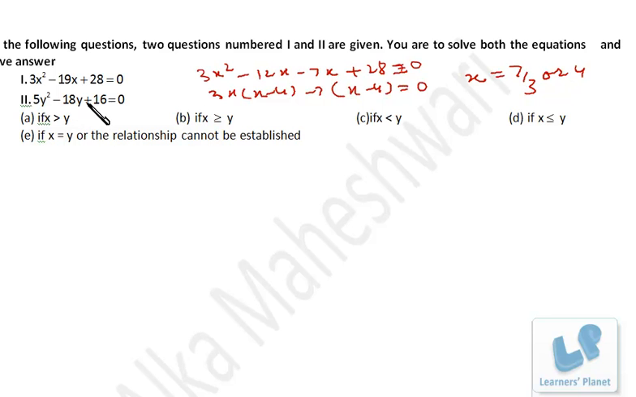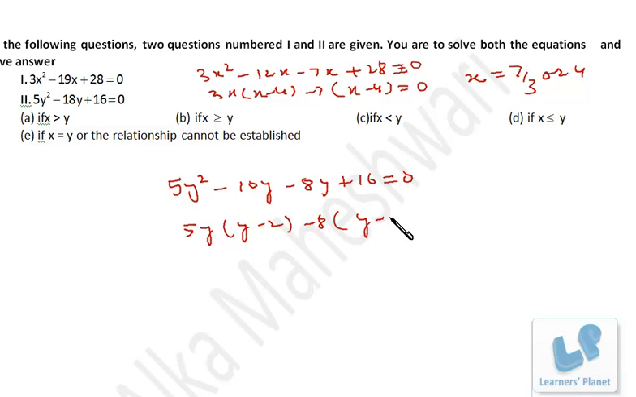Now similarly, we can calculate the value of y. 16 5s are 80, that means 10 and 8, the factor breakup of 18y. So it's 5y square minus 10y minus 8y plus 16 is equal to 0, 5y, y minus 2, minus 8, y minus 2 is equal to 0. So y is equal to 8 by 5 or 2, right? So we got the two values of y and two values of x.